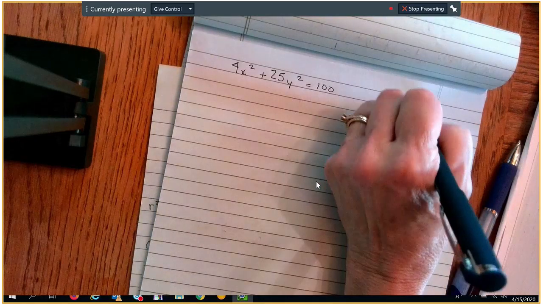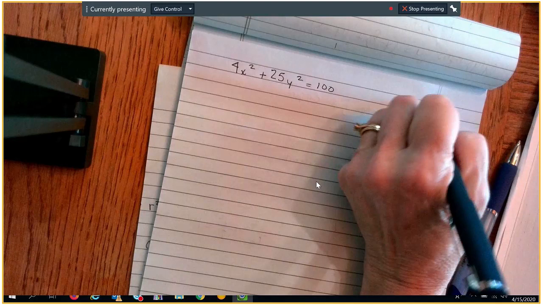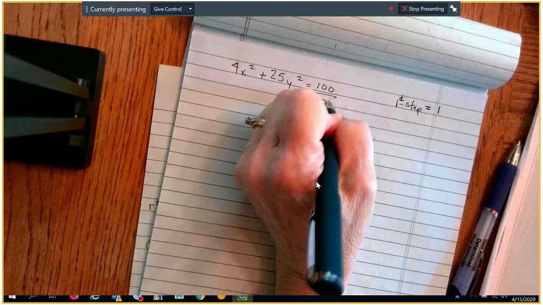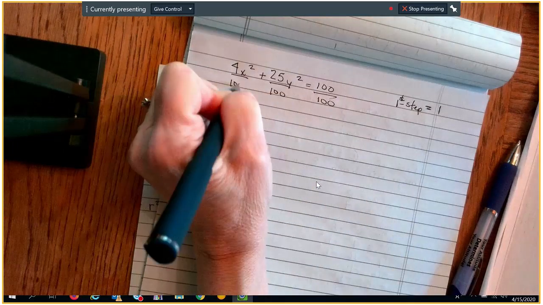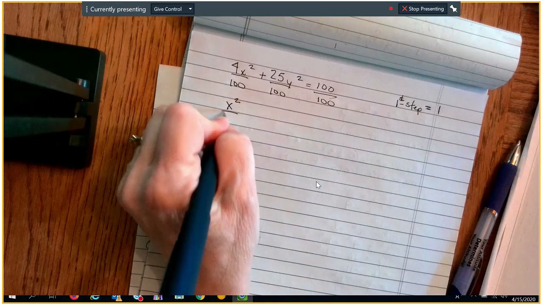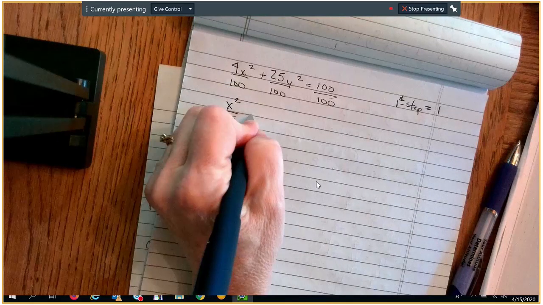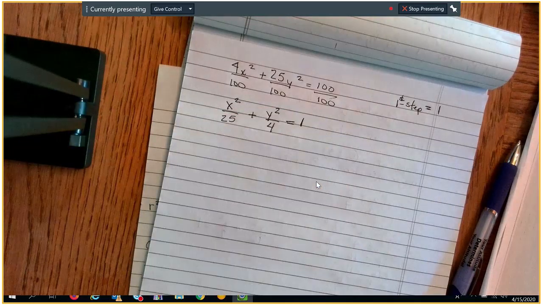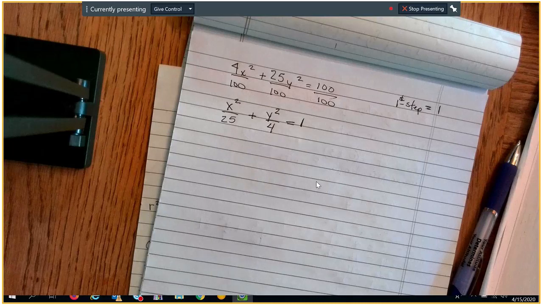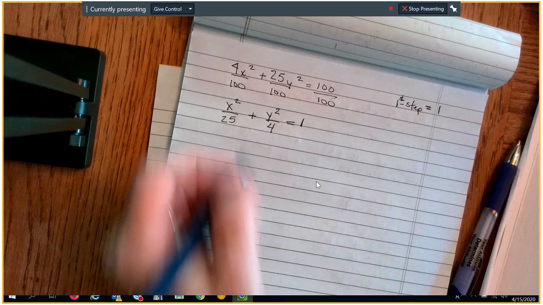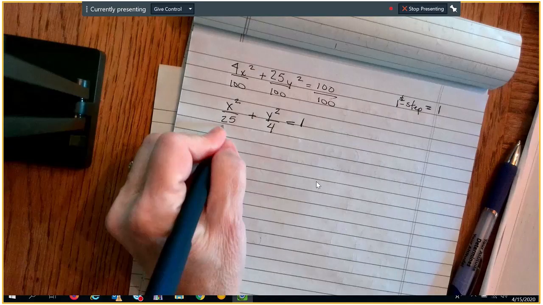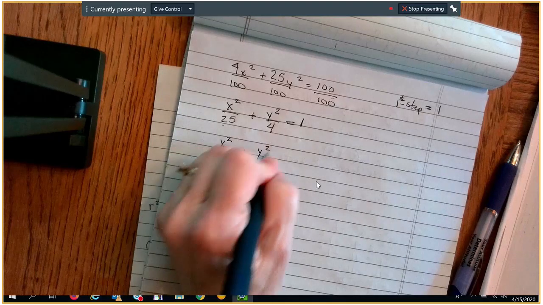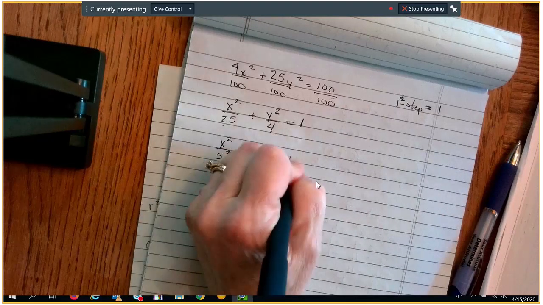So the first step is the equation needs to equal 1. So we need to divide everything here by 100. So now we have x squared over 25 plus y squared over 4 equals 1. And since these are squares, we can actually say x squared over 5 squared plus y squared over 2 squared is going to equal 1.